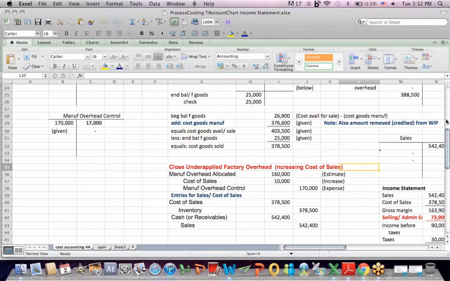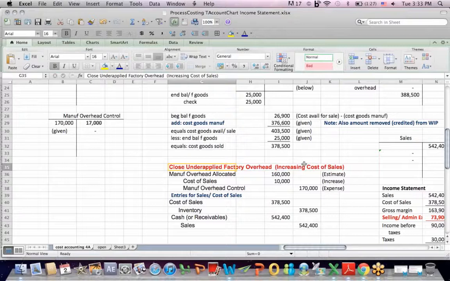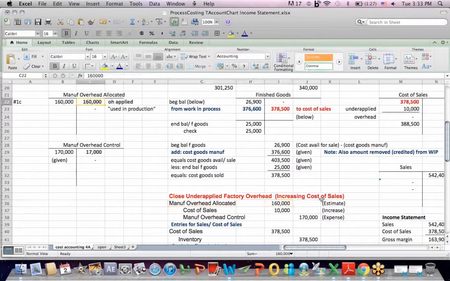Now, what if we don't apply costs correctly? That is, what if our actual costs were more or less than what we applied? I'm trying to fix this increasing right here. That should be an I. Normally when we close factory overhead, the easiest way to handle it is to adjust cost of sales. For example, we allocated $160,000 in overhead, which is what we saw over here. We spent $170,000, so we're going to close this account. That should have a 0, by the way.